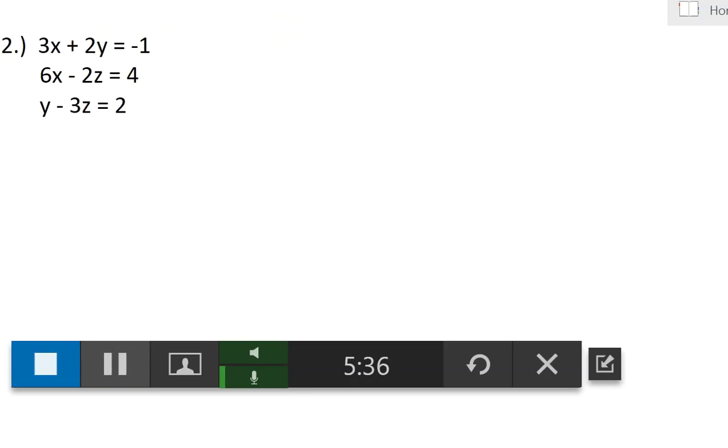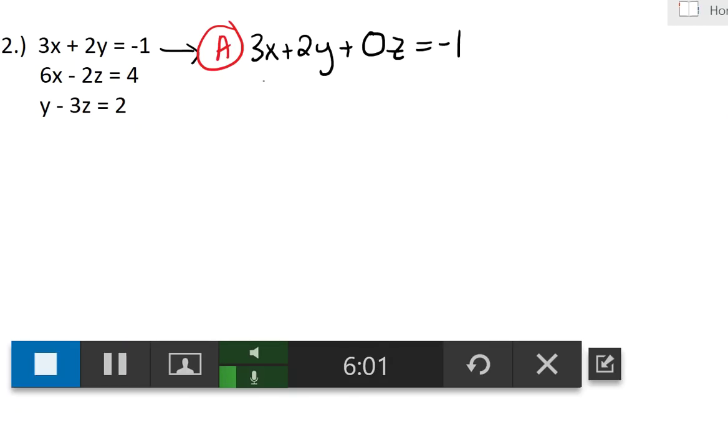We're going to do one more example, and what we're going to do with this is show you how you can deal with it when it's missing variables, even though we have 3 different ones. So I'm still going to keep this as A, but what's going to happen is I'm going to fill in placeholders. So this is 3x plus 2y, and it's missing a z, so I'm going to put in 0z. Do the same thing with the rest of them. This has 6x, it's missing a y, it has 2z, and it equals 4. And then for C, it's missing an x.